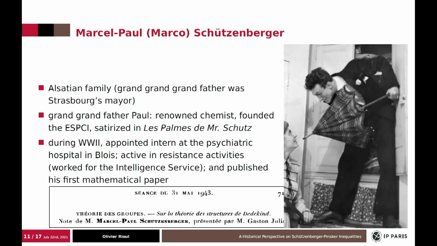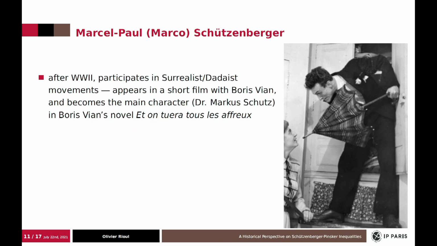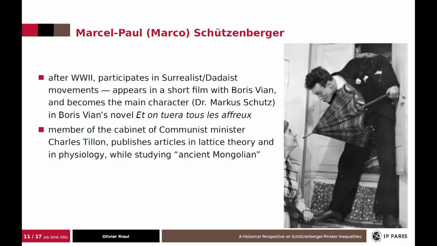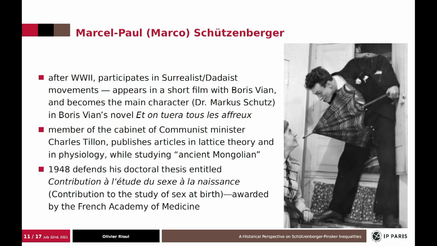So Marcel Paul, during World War II, was interned in a psychiatric hospital. He was active in resistance activities where he worked for the intelligence service. And he also published his first mathematical paper in 1943 on group theory. And then just after World War II, he is known to have participated in some Dadaist movements with Boris Vian. And he was also the main character in a well-known novel of Boris Vian, a well-known French writer, as Dr. Marcus Schützenberger. And he was also a member of the cabinet of communist minister Charles Tillon. He published articles in lattice theory and in physiology while studying some exotic language. And he defended his doctoral thesis, a medical thesis, on the contribution to the study of sex at birth, which was awarded by the French Academy of Medicine. So he was a medic.